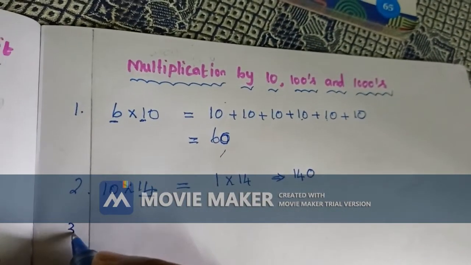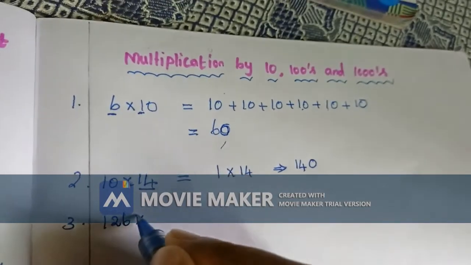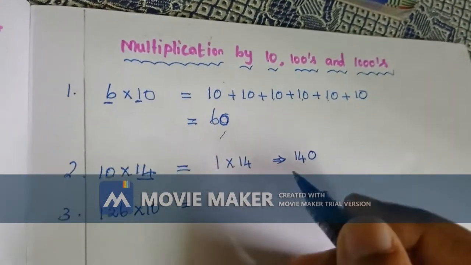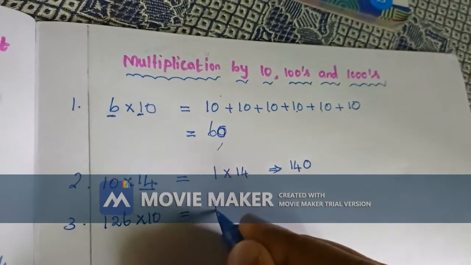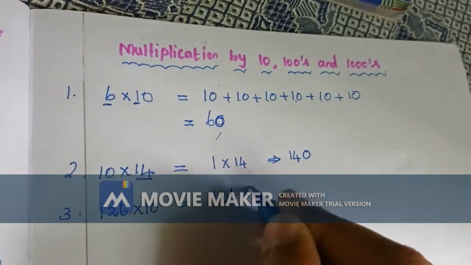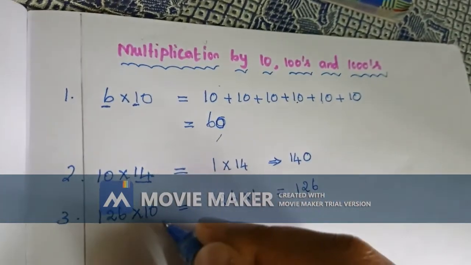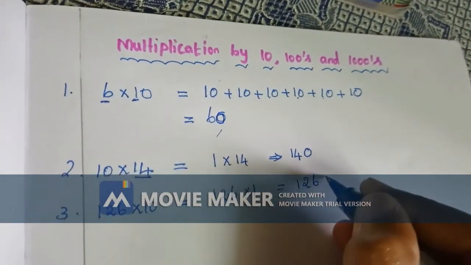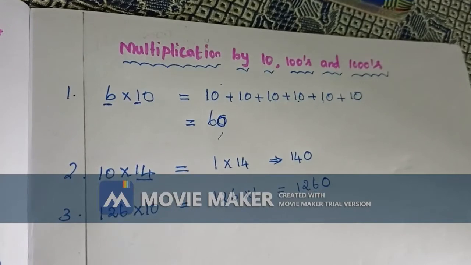One more example, 126 multiplied by 10. First multiply this 126 by 1, so we get the answer as 126. Then we have to add this 0 in the ones place.